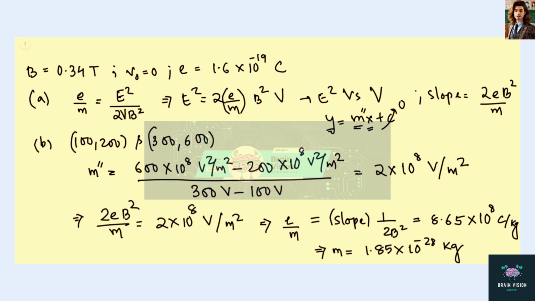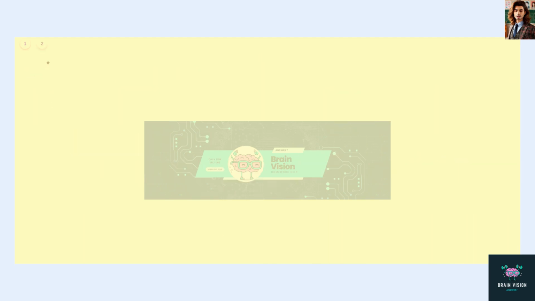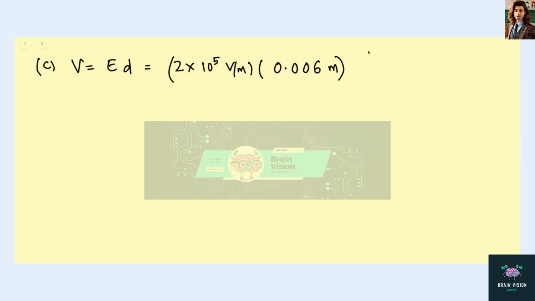And for part C, we have to find the voltage given the electric field and the distance between the plates. The electric field is given to be 2 times 10 to the power 5 volt per meter, and the distance between the plates is given to be 0.06 meter. Make sure you convert this into meters while using this equation, and we get the voltage to be 1.2 times 10 to the power 3 volts, or we can write this as 1.2 kilovolts.